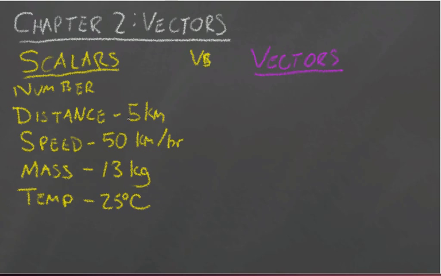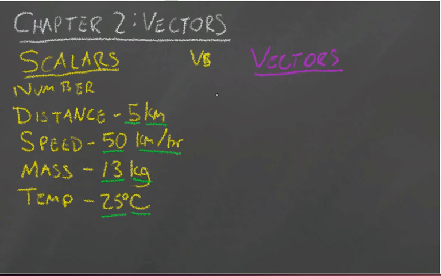So notice for each one of these, we just have a single number and a unit. Okay, a single number and a unit gives us speed. A single number and a unit gives us mass. A single number and a unit gives us temperature. Okay, and that's all we need to describe them.